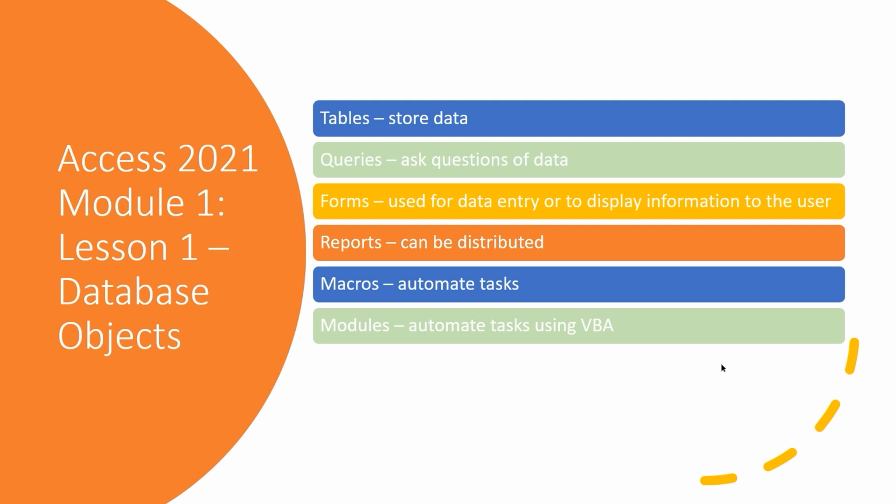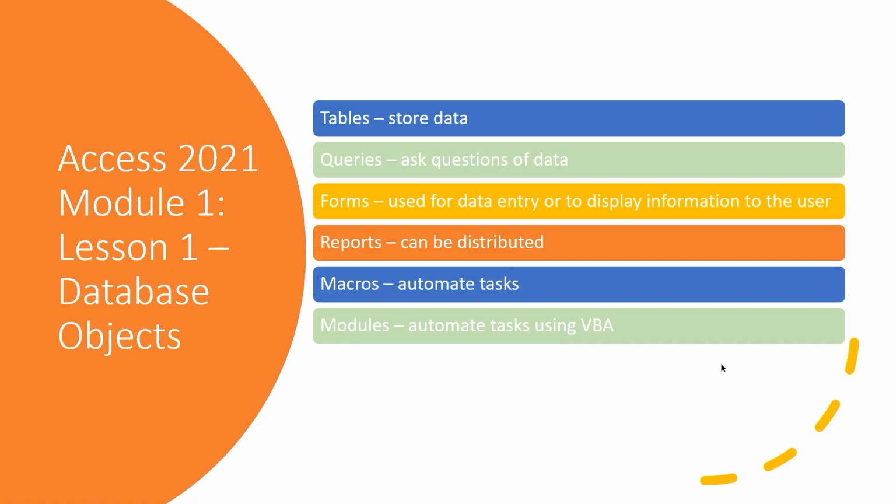Macros, you may be familiar with them from recording macros in Excel. They automate tasks, but that's the only similarity between Access macros and Excel macros. In Excel, you're recording what you're doing into a macro. In Access, you don't record your steps, you actually build the macro. But in either case, they are designed to automate commonly repetitive tasks.